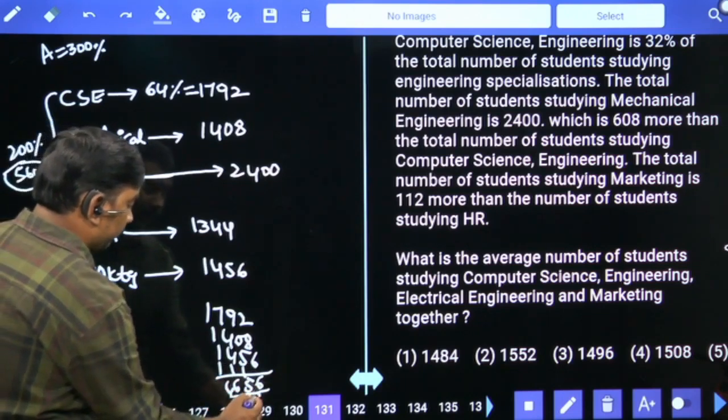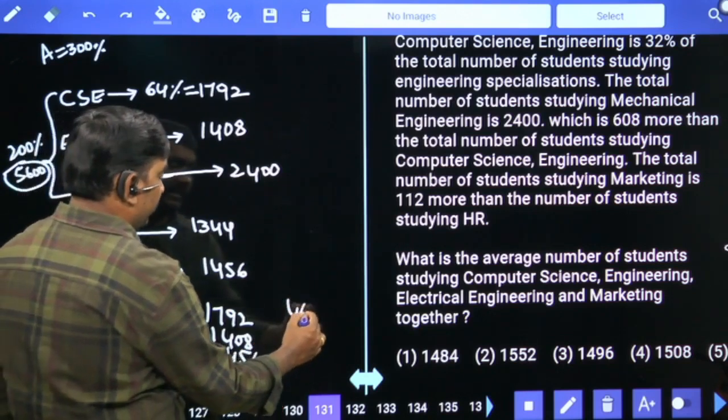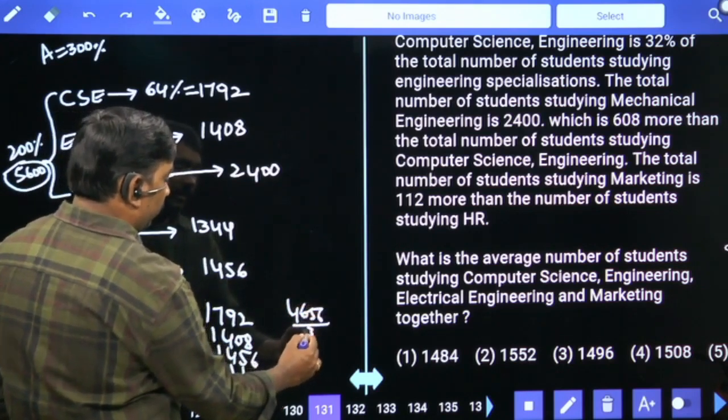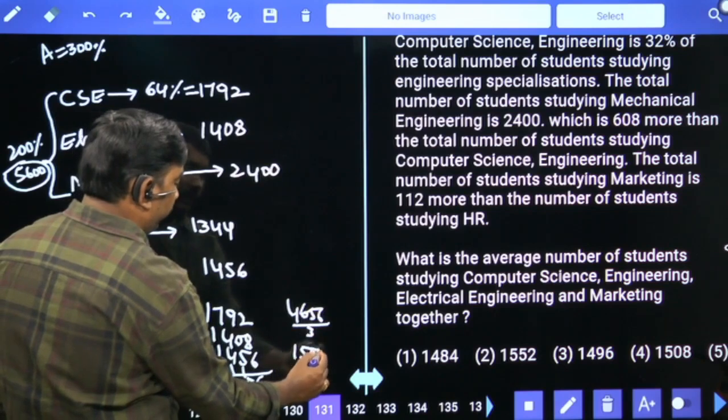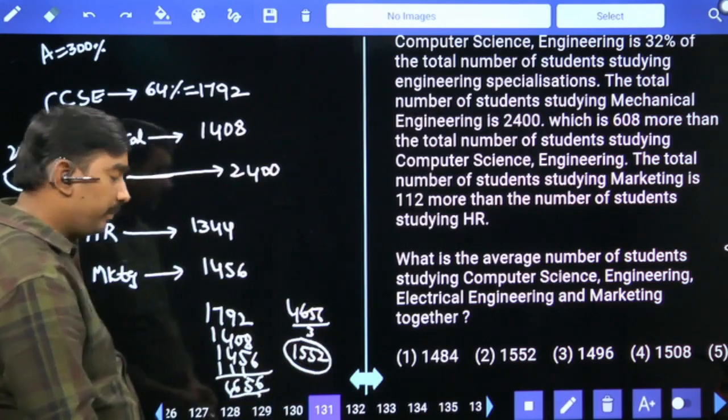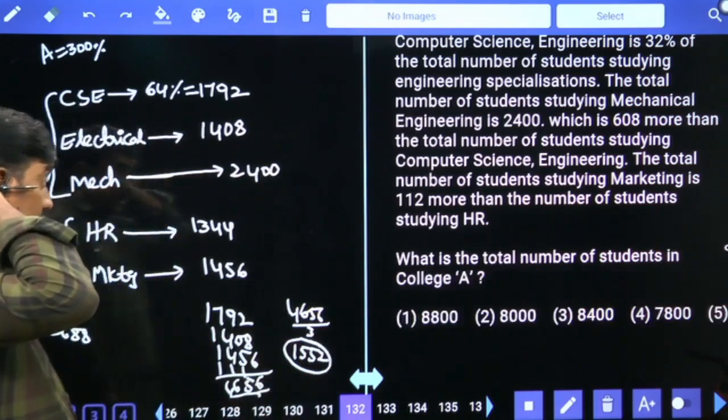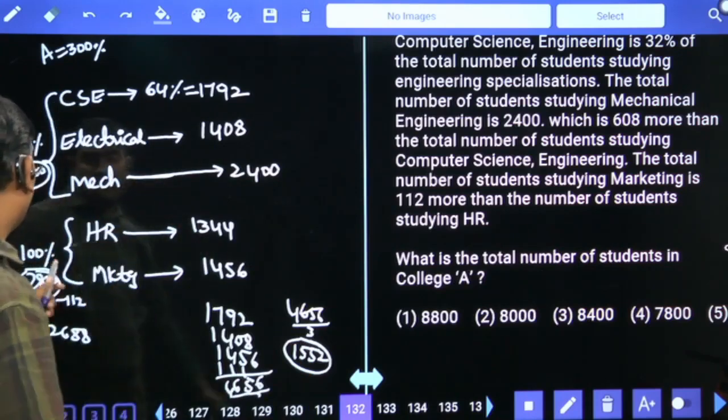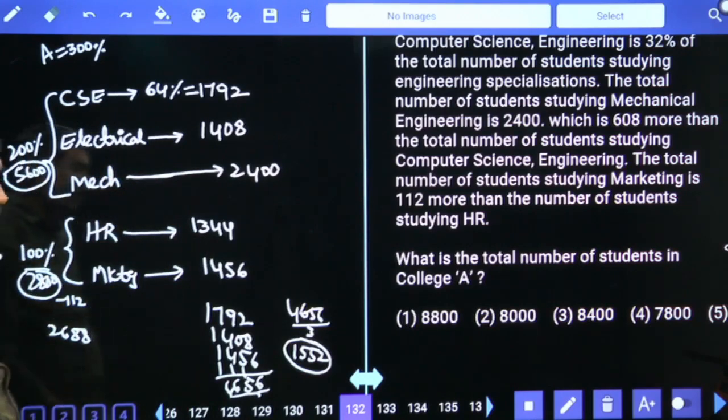4656 by 3 average. 3 15s are 45. 1552 is your answer. Total number of students in college A: 56 plus 28, 8400.